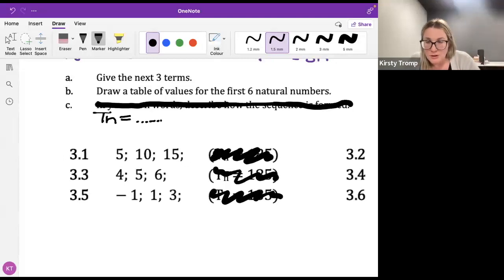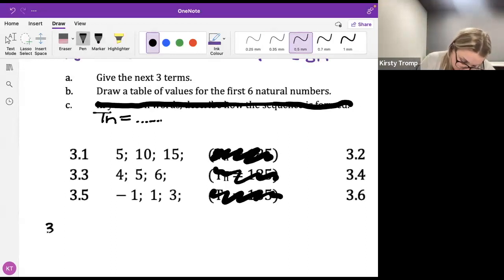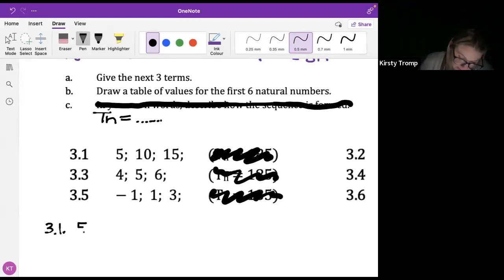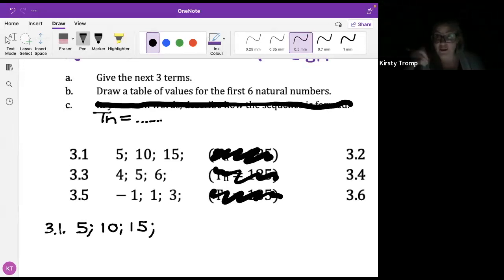I'm going to do number one with you quickly. Number 3.1 is 5, 10, and 15. Apologies, it went so dark on my side. I have a bit of load shedding here, guys, but hopefully you can still see my screen. You'll be able to see my face now.